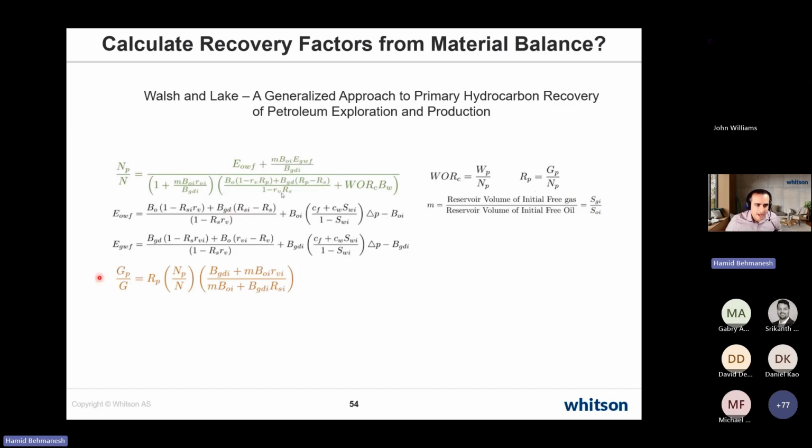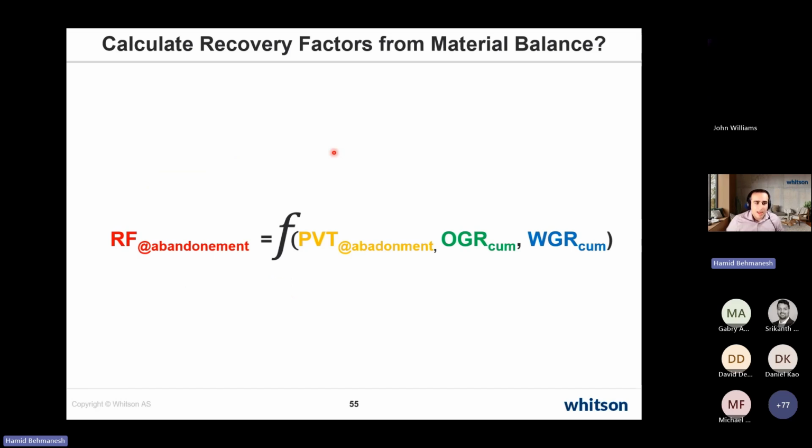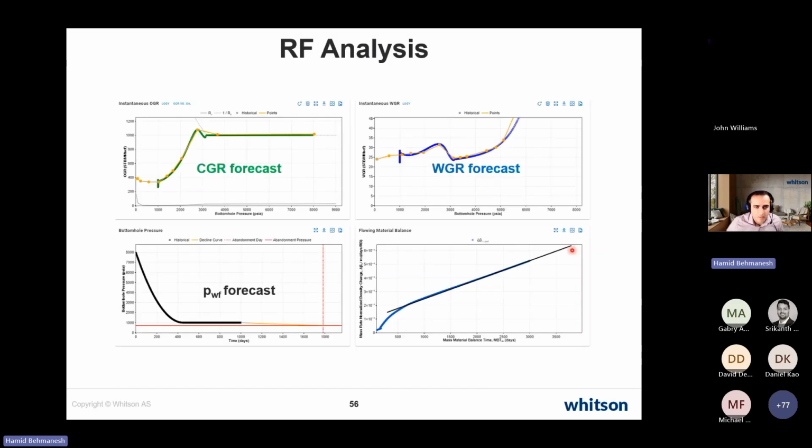Despite the fact that this is a little bit complicated and convoluted, it's really easy to follow if you know where to start to develop this material balance equation. The recovery factor, at the end of the day, depends on the PVT, the abandonment pressure, cumulative production, cumulative OGR, and cumulative water-gas ratio. I'm going to show you how we can calculate the recovery factor as a component of that.